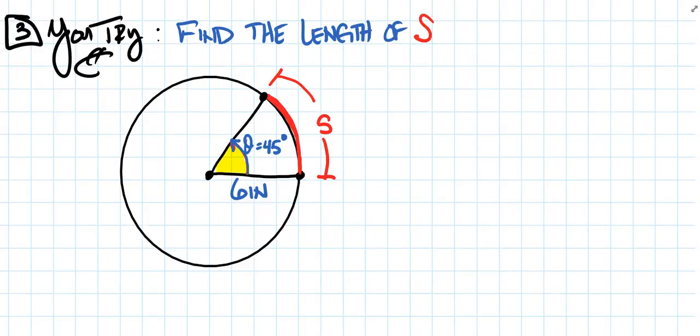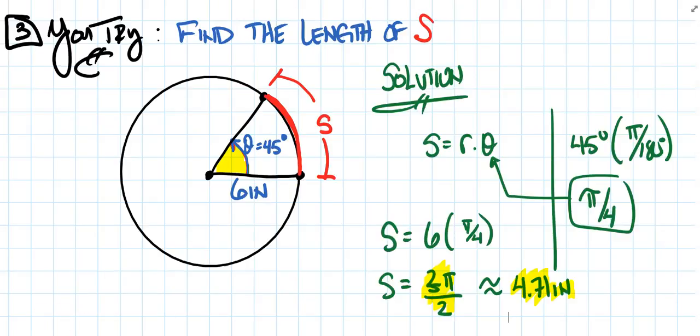Okay, here you go. Here's a you try. Find the length of s in the picture. Notice you have a 45-degree angle measure and you have a 6-inch radius on this circle. Okay, hopefully you got the right answer.